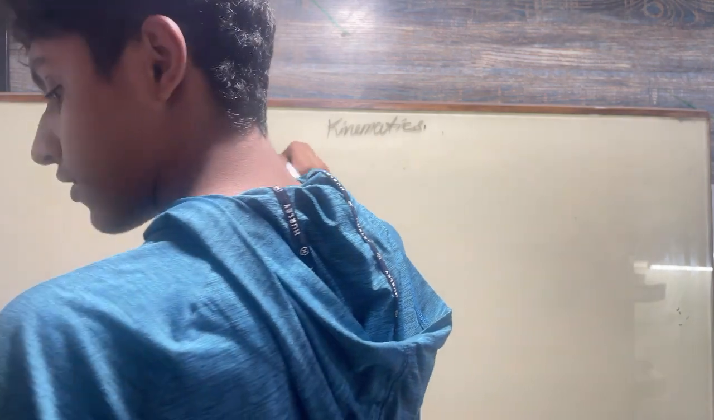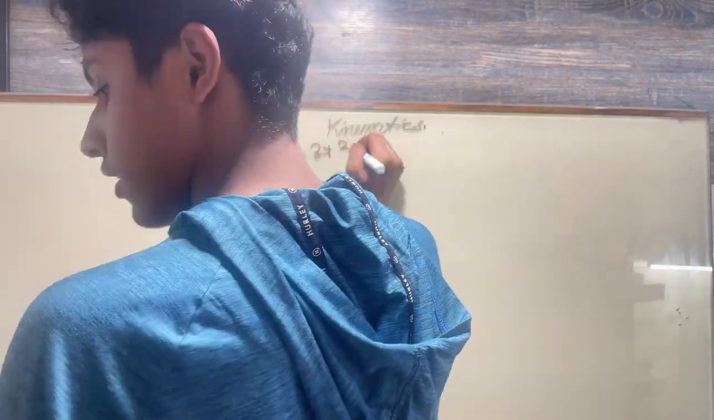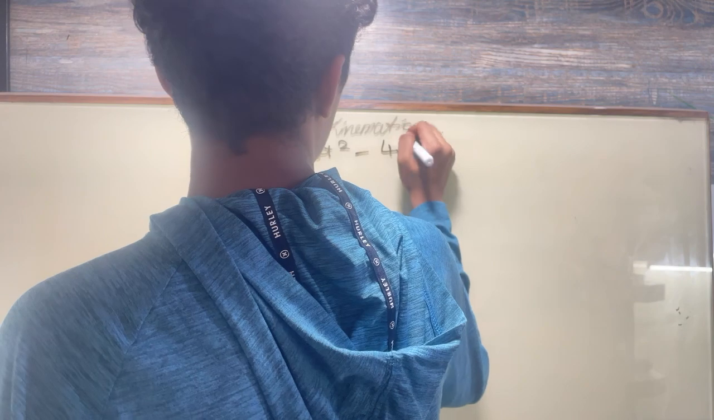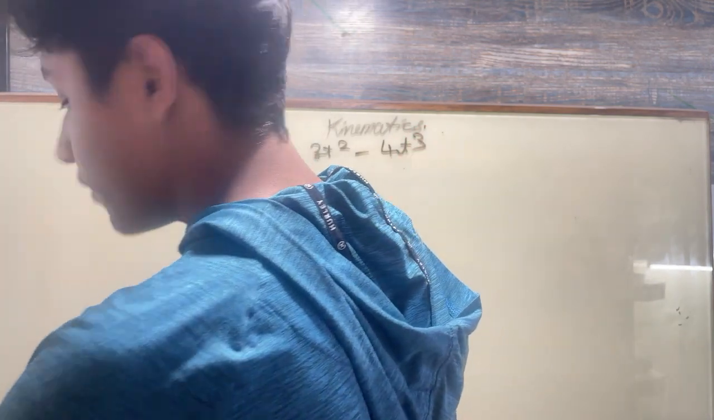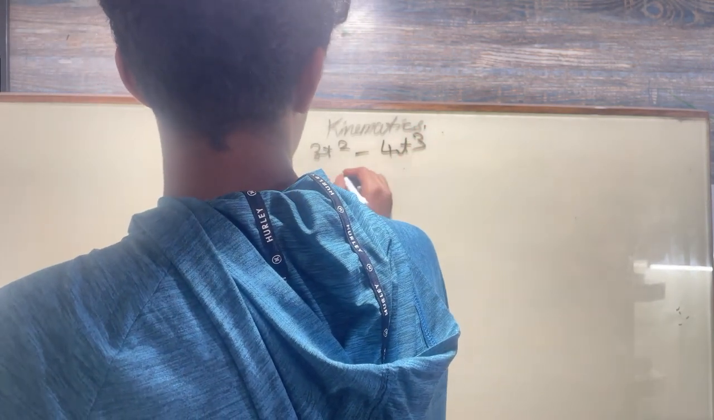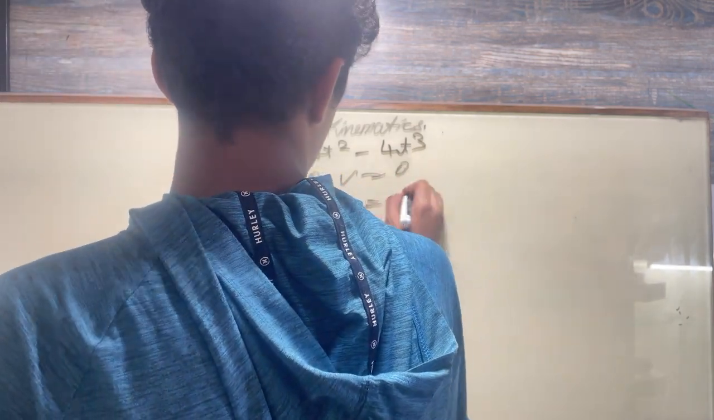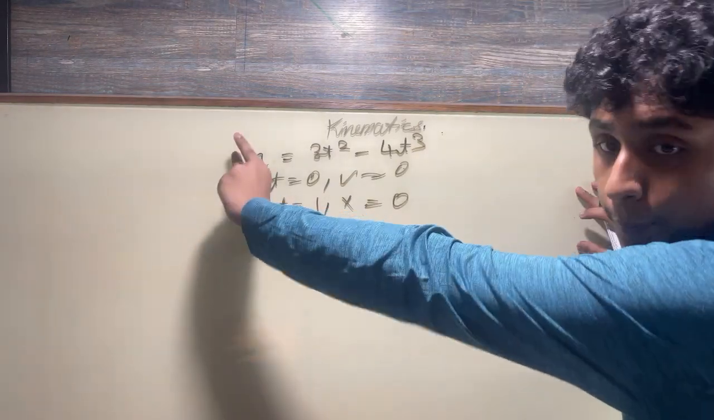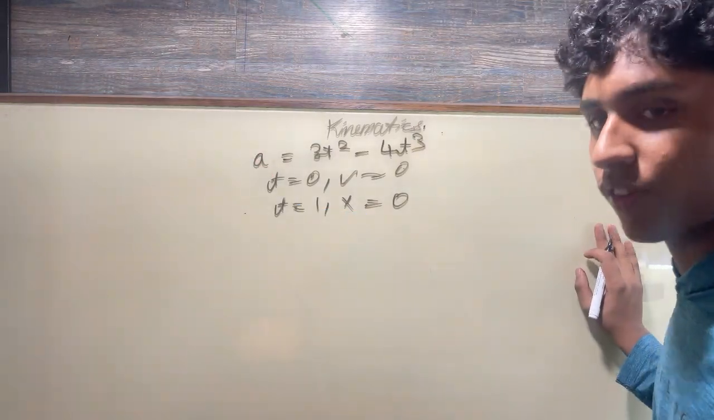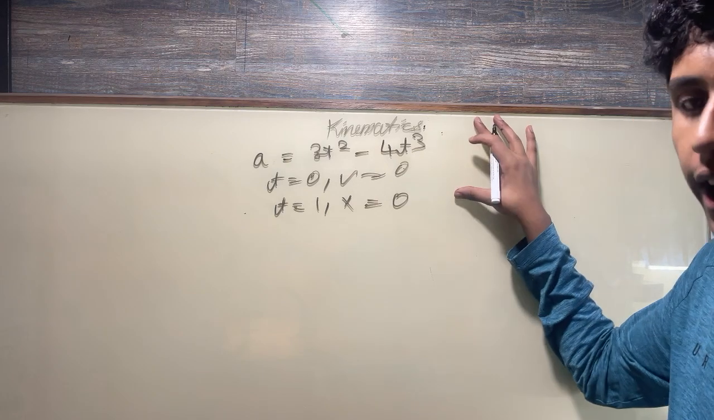acceleration is given as 3t square minus 4t cube. At t equal to 0, v is equal to 0, and at t equal to 1 second, x is equal to 0. Now I want you guys to try this by implementing integration and try and get this answer. So how would we get it in that way?